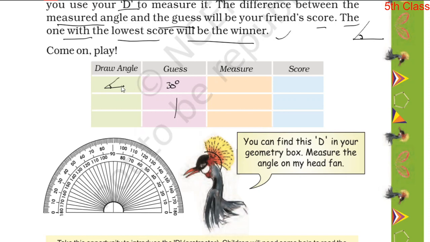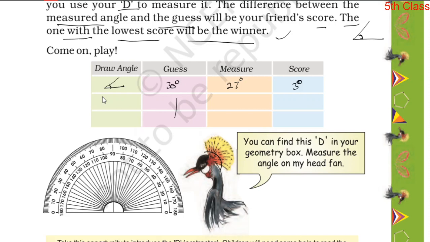Suppose you measure the angle using the protractor and the exact measure is 27 degrees. Then what is the difference between the measure and the guess angle? The difference is 3 degrees. Like that, you draw some other angles.